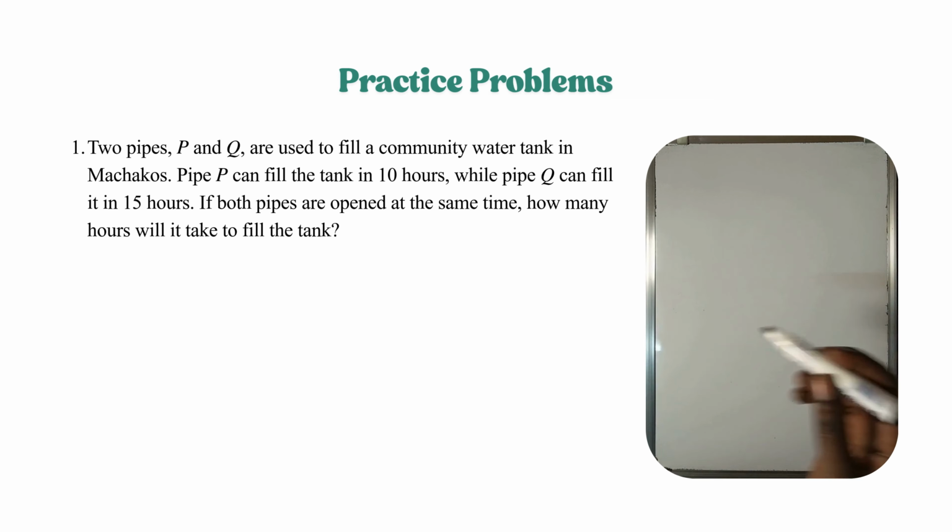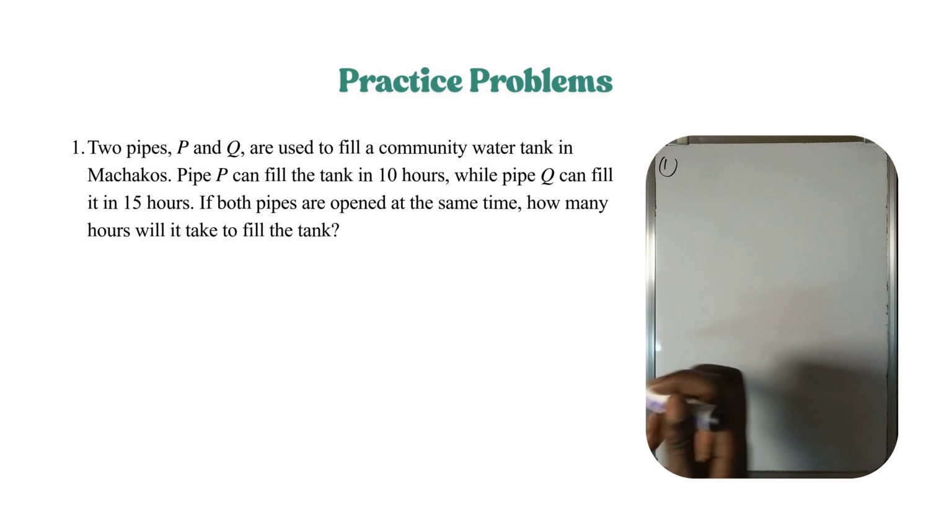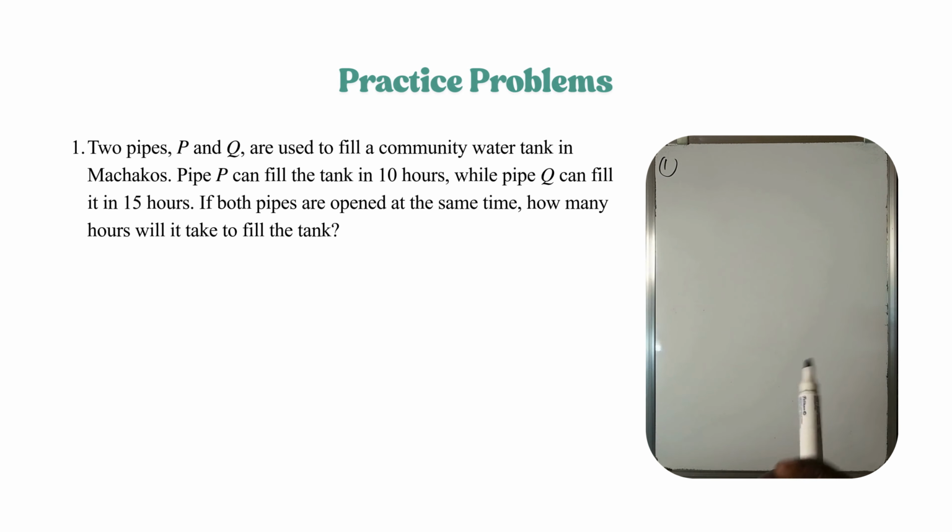Our first example: two pipes, P and Q, are used to fill a community tank in Machakos. Pipe P can fill the tank in 10 hours, while pipe Q can fill it in 15 hours. If both pipes are open at the same time, how many hours will it take to fill the tank? Now, this is so easy.